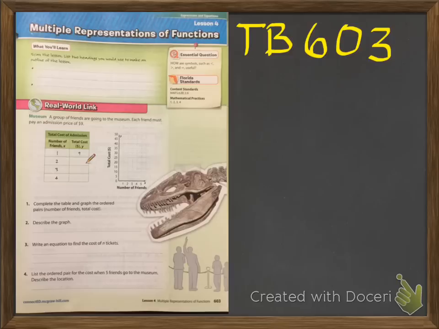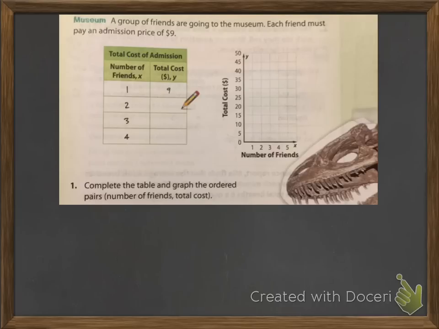Let's get started. On textbook page 603, this is where you should be. You should see the little dinosaur head right up there, and I'm circling the textbook page number now. It says a group of friends are going to the museum. Each friend must pay an admission price of $9. Then it says complete the table and graph the ordered pairs, number of friends, comma, total cost.